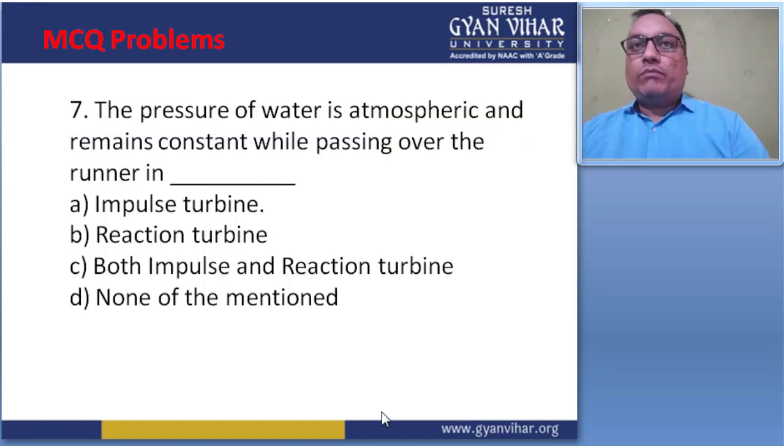This is question number 7. The pressure of the water is atmospheric and remains constant while passing over the runner in: impulse turbine, reaction turbine, both impulse and reaction turbine, or none of the above mentioned. So the correct answer is A, the impulse turbine. Then move to the next question.